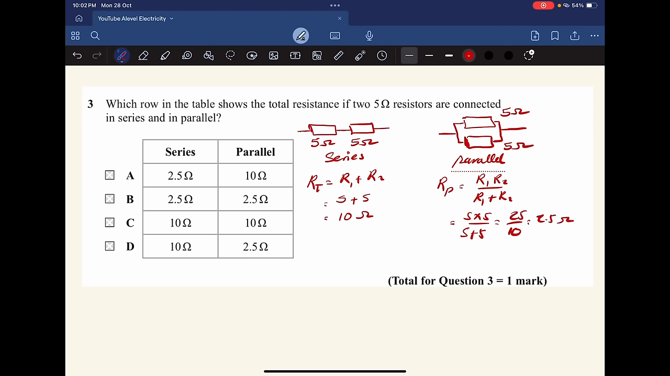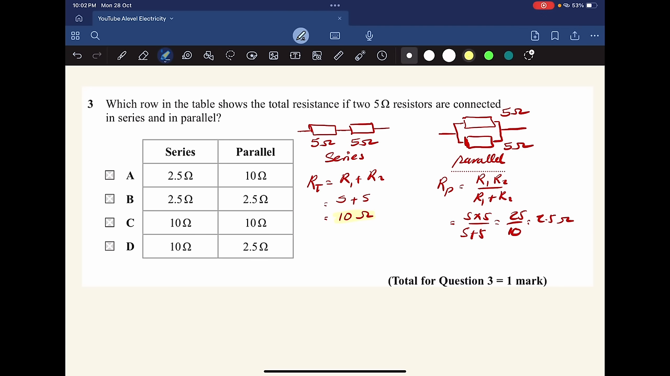One secret in the series and parallel connection before ending this section: if we have two equal resistors connected in parallel, the total is going to be double.